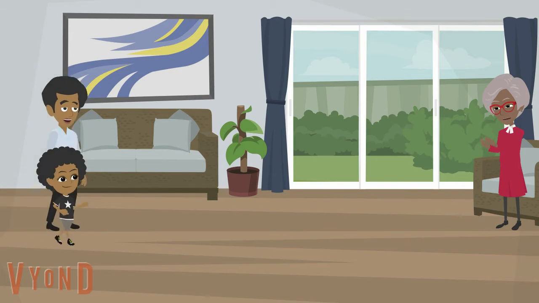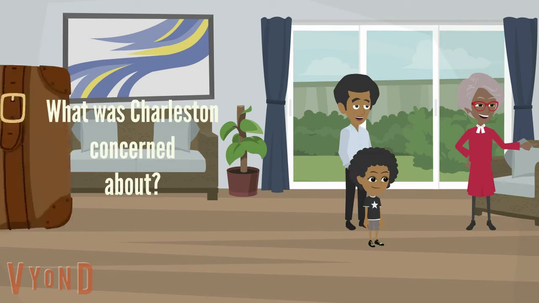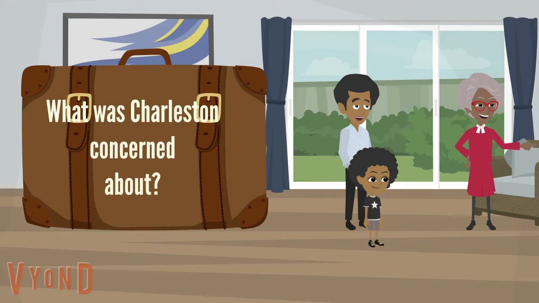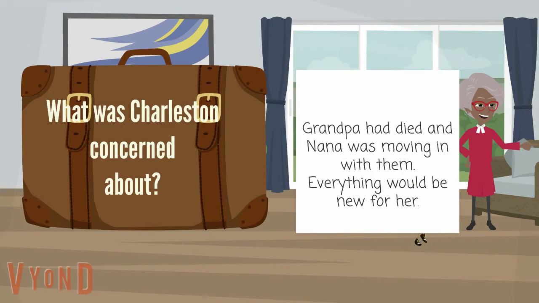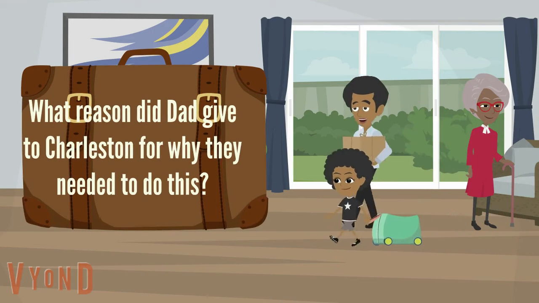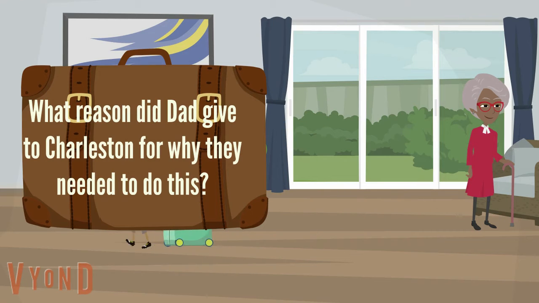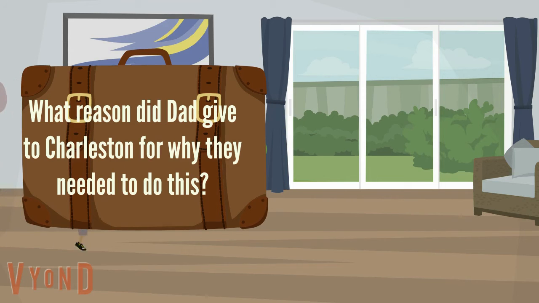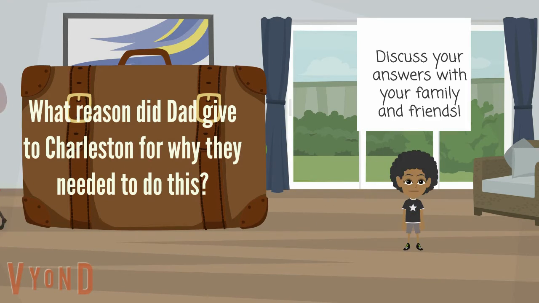Lynette, come on in here. What was Charleston concerned about? Grandpa and Dad and Nana was moving in with them. Everything would be new for her. What reason did Dad give to Charleston for why they needed to do this? Discuss your answers with your family and friends.